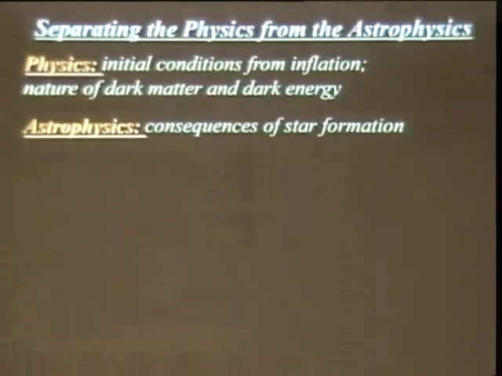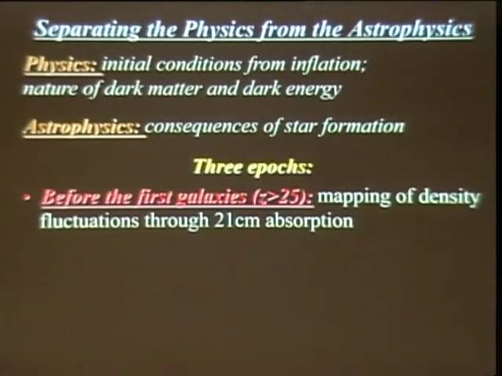And in principle, what we want is to separate the physics from the astrophysics. We would like to measure the initial conditions from inflation, the nature of the dark matter and dark energy, and separate that from consequences of star formation. And there are three epochs before the first galaxies formed at redshifts above, let's say, 25. We can map the density fluctuations through the 21 centimeter absorption that I mentioned.